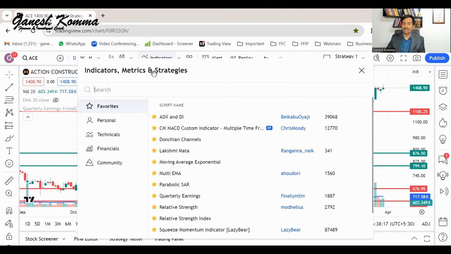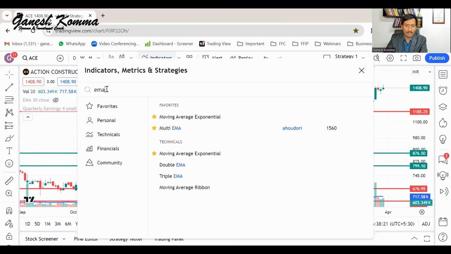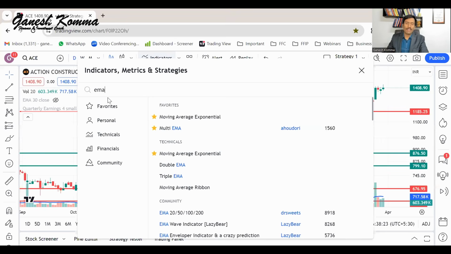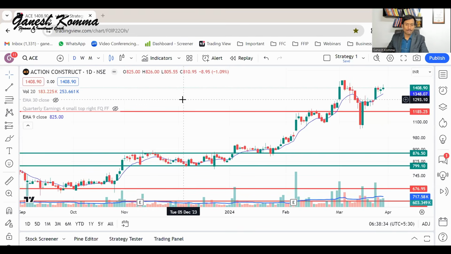I'll go to the indicator segment, I'll go to technicals, and I will type EMA. So you have your moving average exponential. You will be selecting that. So this is your exponential moving average.